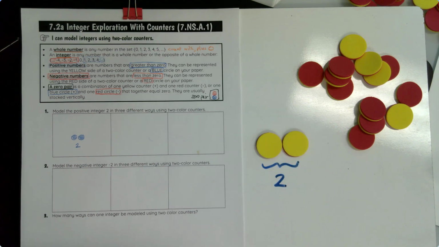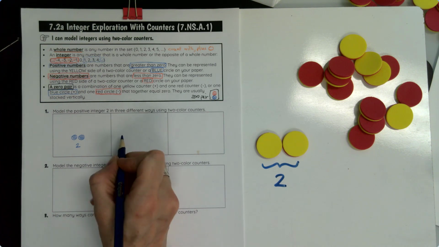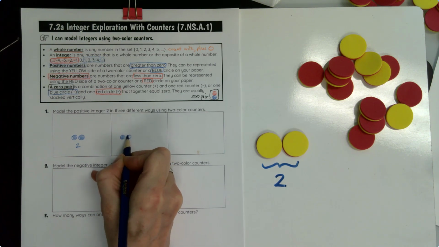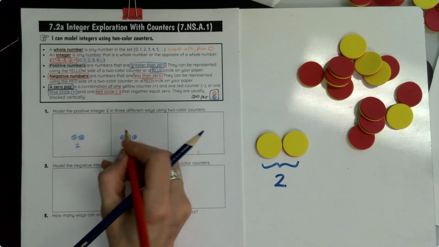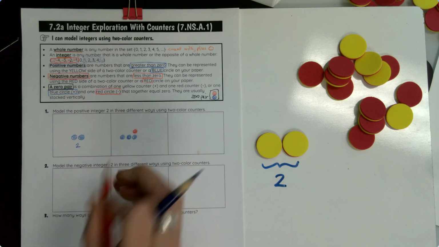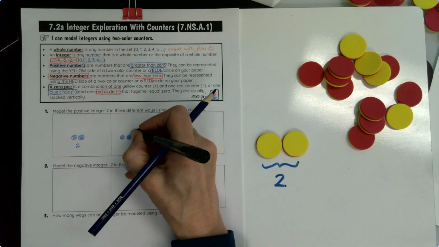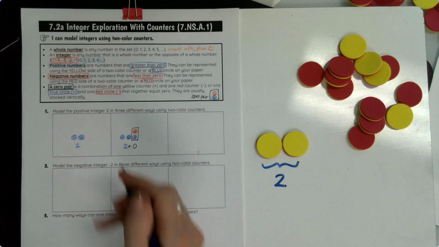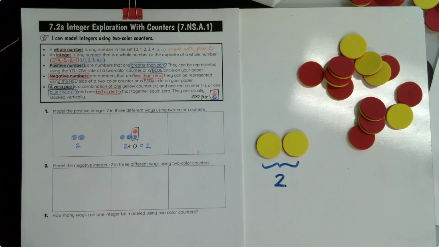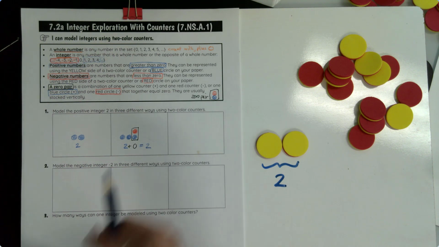Now the question asks us to model it in 3 different ways. So how we think about getting things that are equivalent to 2 is by adding some zeros into the mix. So if I keep my original 2 that I have, and then I add a 0 pair, I haven't changed the value at all. All I've done is make it look different. So this 0 pair can get tacked on, and I still have the 2 plus 0, that's still going to end up equaling the positive 2. And that could be the case no matter how many of these 0 pairs I put on.